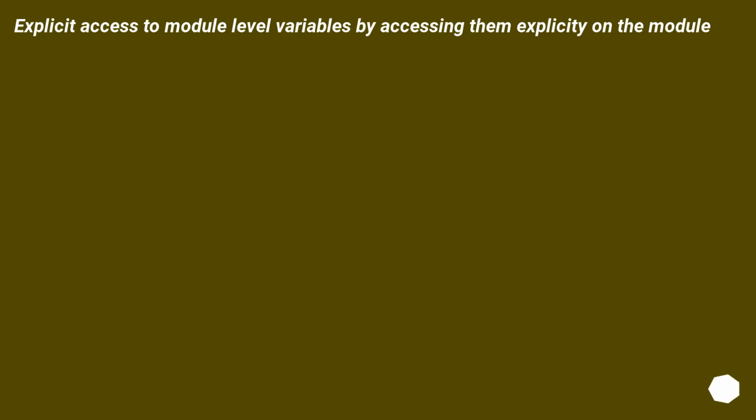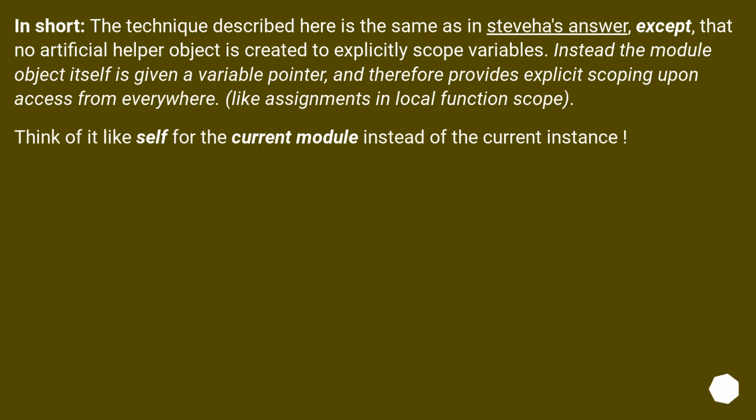Explicit access to module-level variables by accessing them explicitly on the module. In short, the technique described here is the same as in Steva's answer, except that no artificial helper object is created to explicitly scope variables. Instead, the module object itself is given a variable pointer, and therefore provides explicit scoping upon access from everywhere. Like assignments in local function scope. Think of it like self for the current module instead of the current instance.